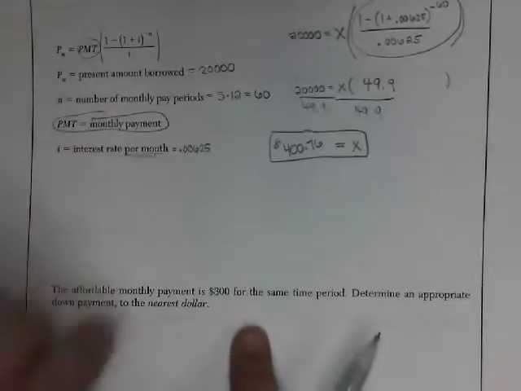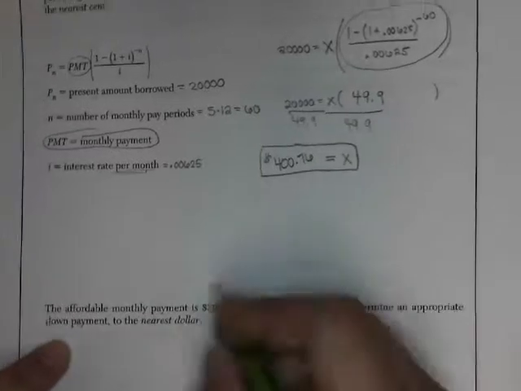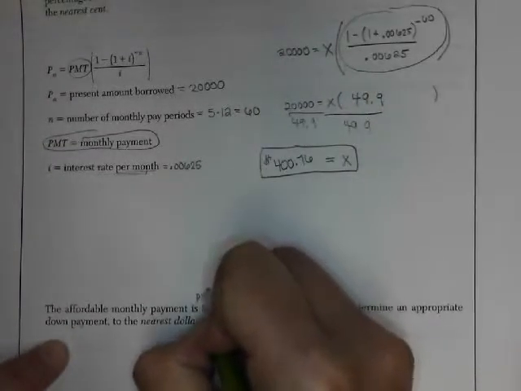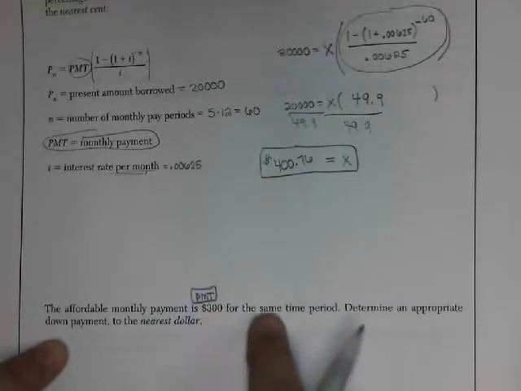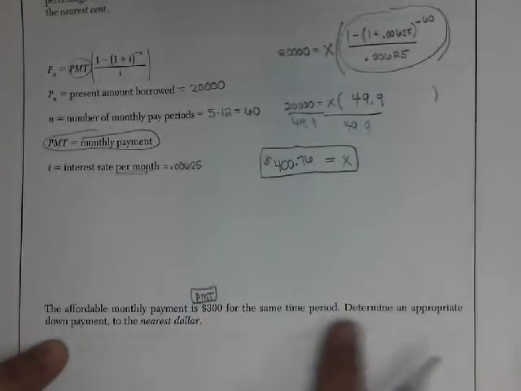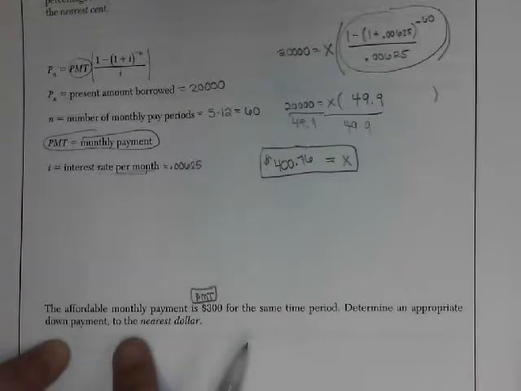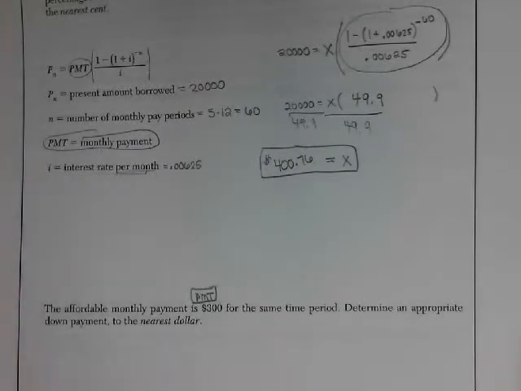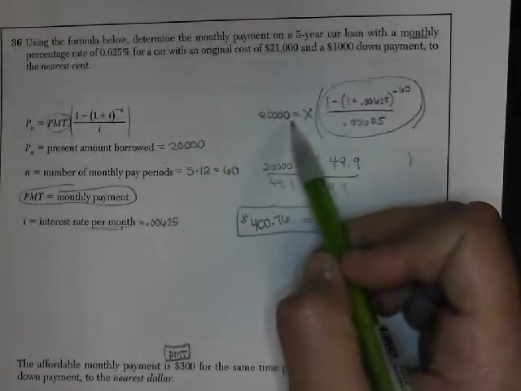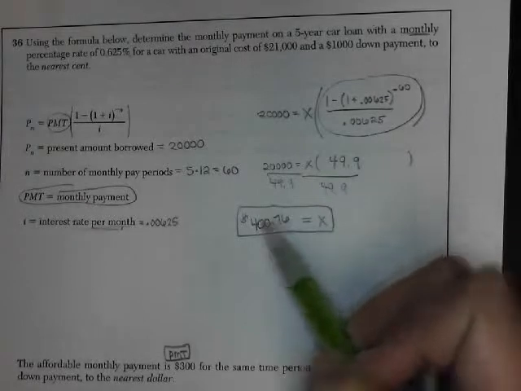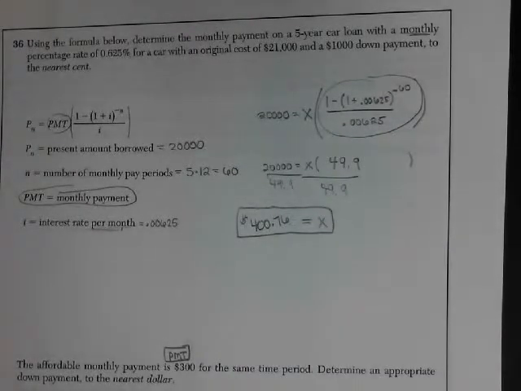So the affordable monthly payment is only $300. So this person can really only afford a monthly payment of $300 for the same time period. Determine an appropriate down payment. So we kind of need to figure out what loan amount they're allowed to take. This one, they took a $20,000 loan amount, which was too much. They still had a monthly payment of $400. We need to figure out, well, what loan amount should they take?